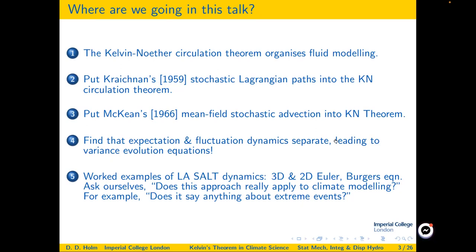Next, we'll put McKean's mean field stochastic advection into Kelvin's theorem. Once we have a stochastic fluid dynamics model with a stochastic Kelvin theorem, then we can introduce a mean field theory for the stochastic advection and break it up into mean and fluctuating parts. At that point, we can find that a wonderful thing happens because of this structure. We're putting the stochasticity into Kelvin's loop, and then using McKean's non-local probabilistic description with an expectation in the dynamics allows the expectation and the fluctuation dynamics to separate, and then that leads to the evolution equations for the variances.